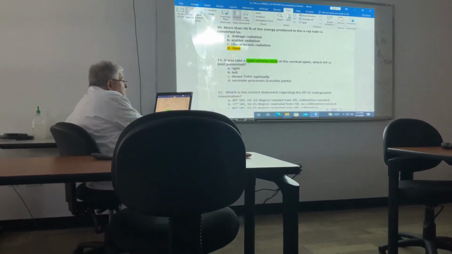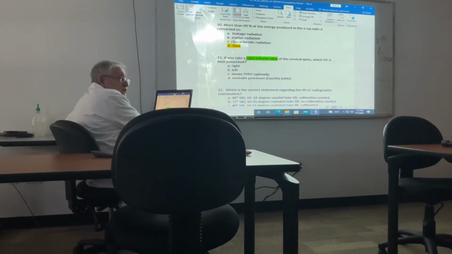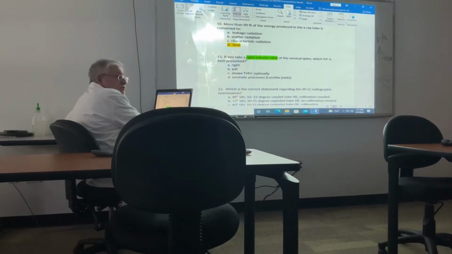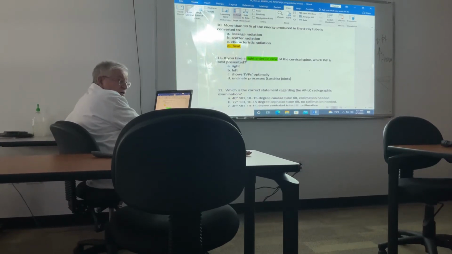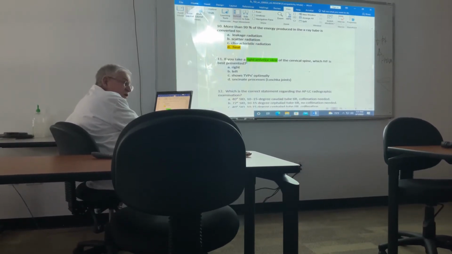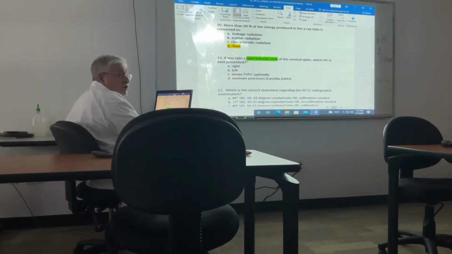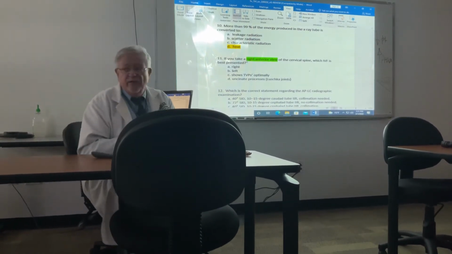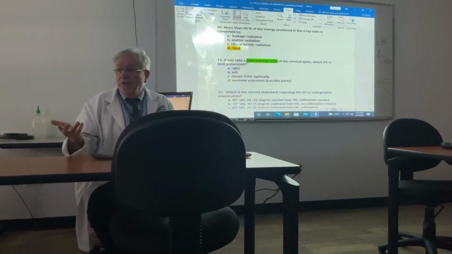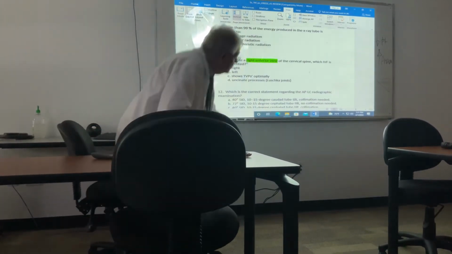Our right anterior oblique view gives me which IVF? The right. Okay? You just have to make sure, because we're entering lumbar spine country and it's different. If you don't have this straight, you're gonna mix up your lumbar spines, and then instead of having one wrong, you're gonna get both wrong.